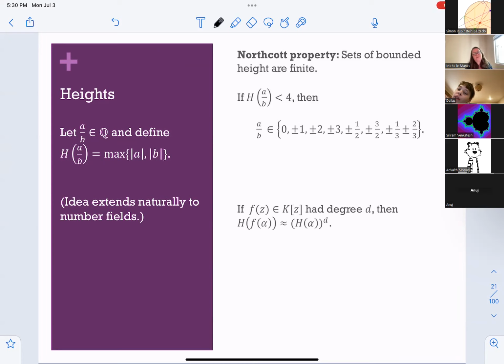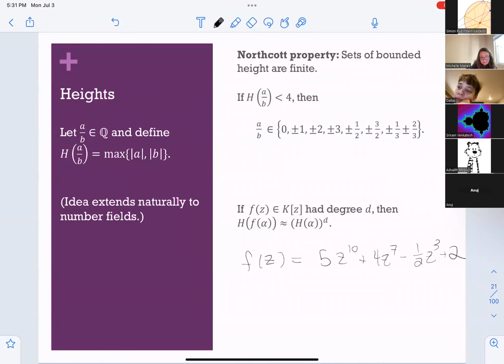Is this like Farey sequences? Oh, Farey sequences are so cool. That's an excellent question. I have not thought about that connection to Farey sequences. I would have to think more about the connection of heights to Farey sequences, because I know them from a different angle. But the key thing to think about is, if I have a polynomial, let's say f of z is 5z to the 10th plus 4z to the 7th minus a half z cubed plus 2.